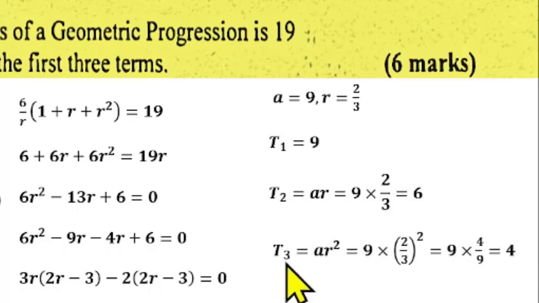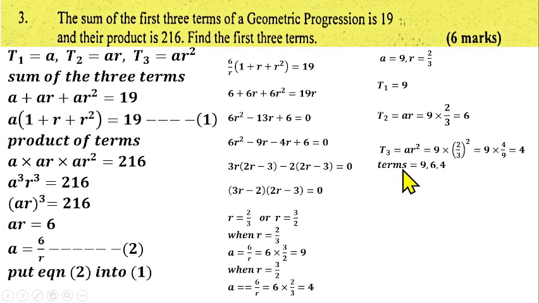You can also find the third term, which is ar squared. That gives us 9 times 2 over 3 squared, which gives us 9 times 4 over 9, that gives us 4. So the terms we are looking for are: the first term is 9, the second term is 6, and the third term is 4. That is only possible when our a is 9 and our r is 2 over 3.